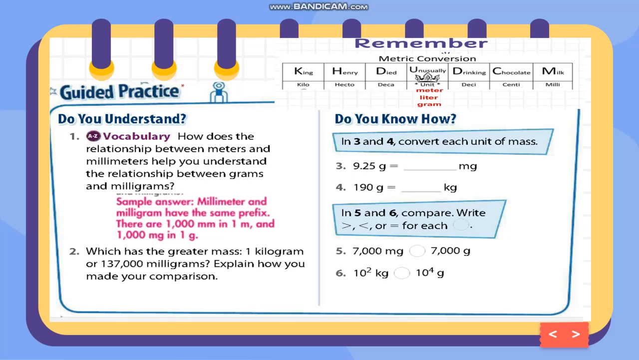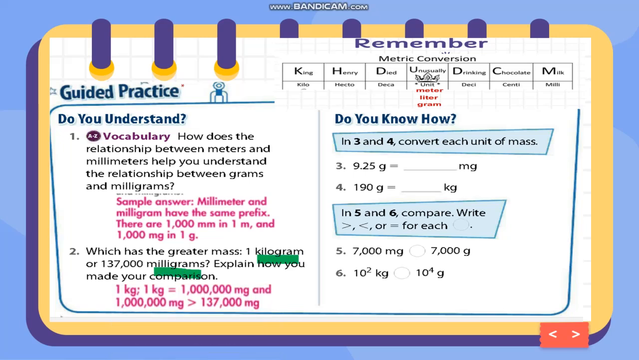Which has the greater mass, 1 kilogram or 137,000 milligram? Explain how you can make your comparison. As you can see, we are comparing now kilogram to milligram. If you're going to compare, be sure that the units are the same. This is kilogram and this is milligram, so they are not the same. So you need to change one of them. Maybe you can change 1 kilogram to milligram to make it the same milligram, or you can change milligram to kilogram to make it kilogram before you compare.